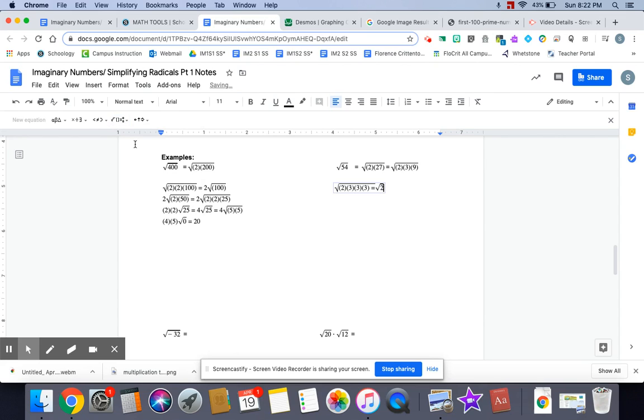So I have the 3 that comes out front. And then there's still a 2 and a 3 under the root. So since there's 2 numbers left under the root, all you do is multiply them together to get your answer of 3 root 6. So the square root of 54 is the exact same thing as 3 root 6.